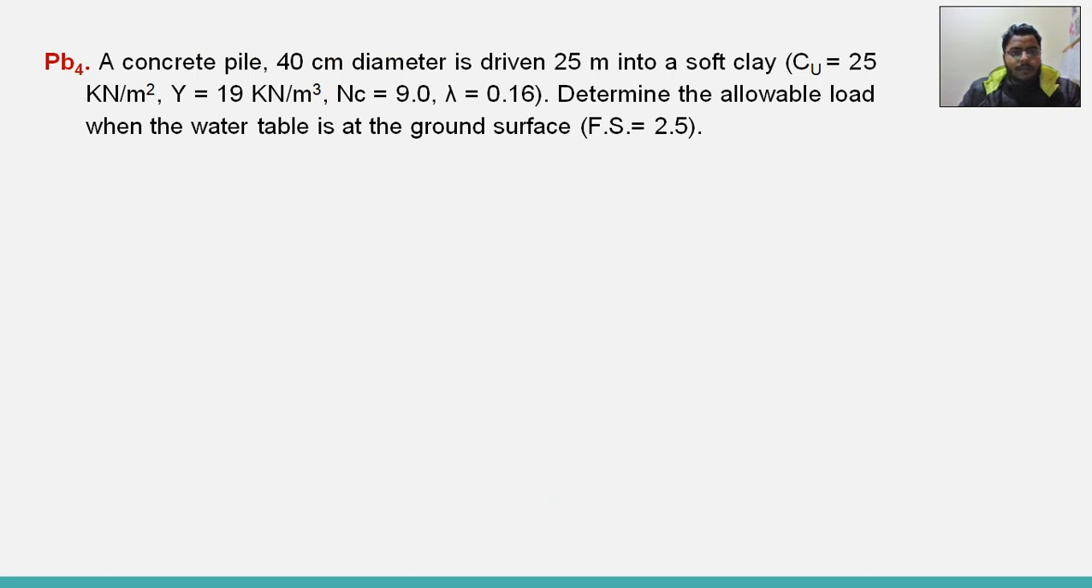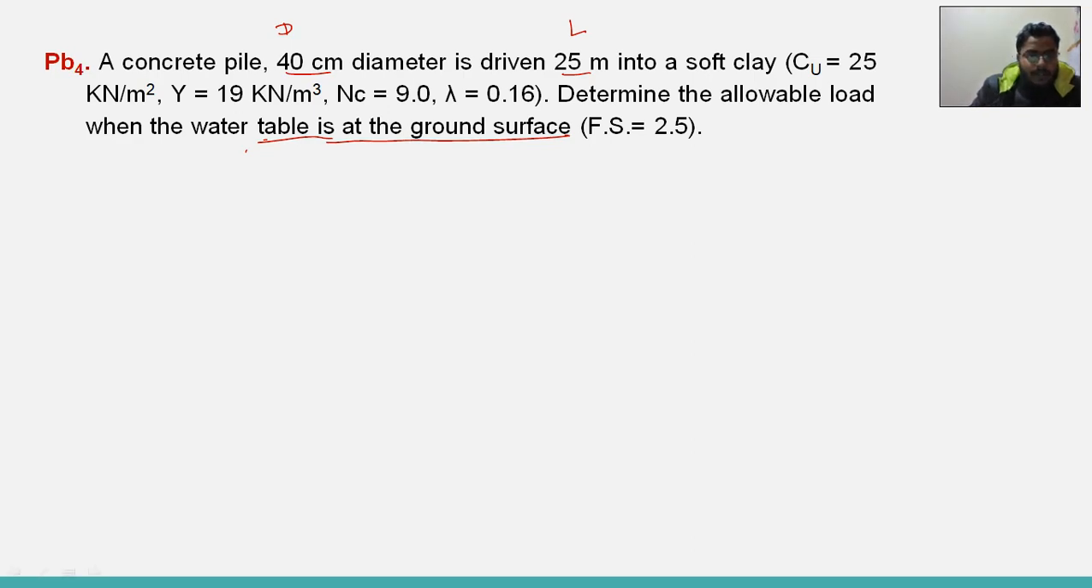Okay, so the next question we have. A concrete pile 40 centimeter diameter is driven 25 meter into soft clay. Cu is given 25, unit weight is given 19, Nc is given 9, lambda is given 0.16. Determine the allowable load when the water table is at the ground surface. So we have d, that is diameter, we have the length 25 meter, c, Nc, lambda. Determine the allowable load when the water table is at the ground surface.